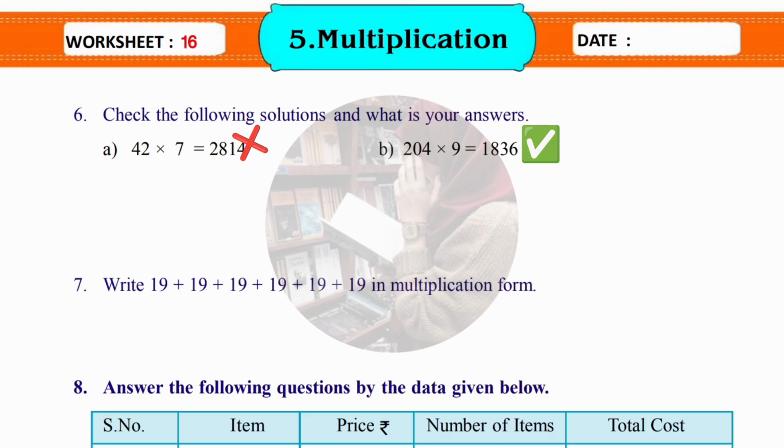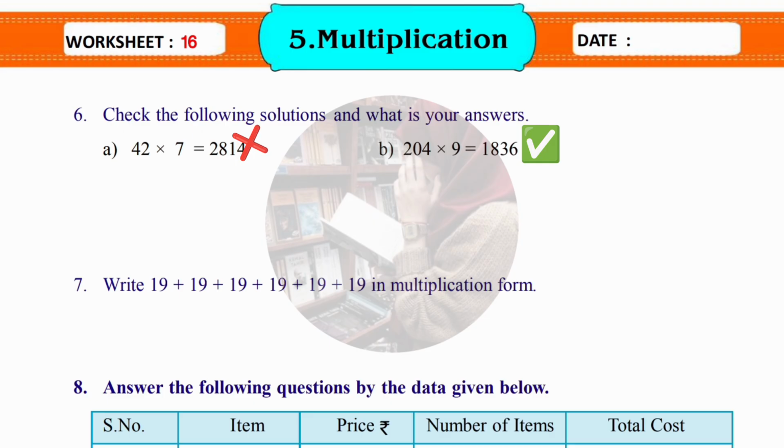Next question, the sixth question. Check the following solutions and write what is your answer. Right, if it is wrong, we have to write the answers. So let's see, here two questions are given with answers. We have to check and verify whether each is right or wrong. If it is right, put a right mark. If it is wrong, put a cross mark and write the correct one.